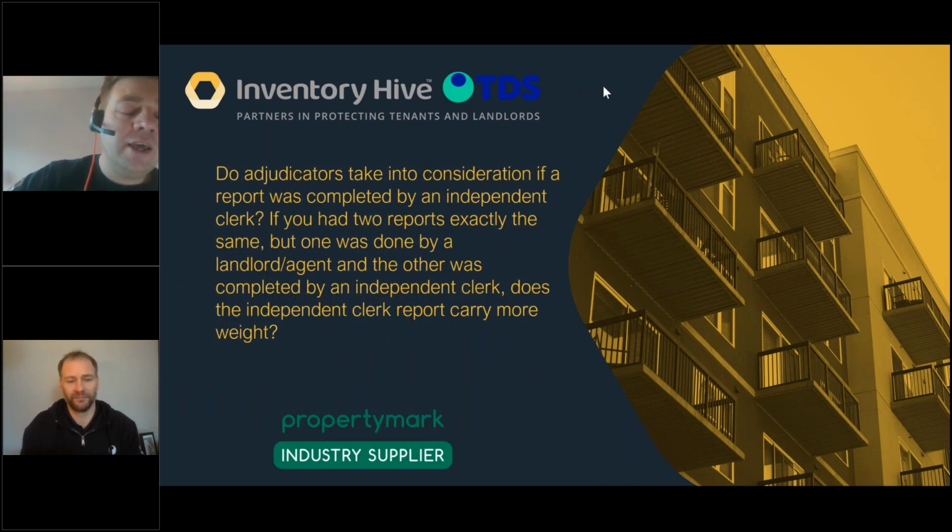So this is quite an interesting one, and one that I personally get asked quite a lot as well. Obviously, Inventory Hive is used by letting agents who want to do their inspections in-house and by independent inventory clerks who work on behalf of agents who outsource their reports. So it kind of links to this really. Do adjudicators take into consideration if a report was completed by an independent clerk? If you had two reports exactly the same, but one was done by a landlord or agent and the other by an independent clerk, does the independent clerk's report carry more weight?